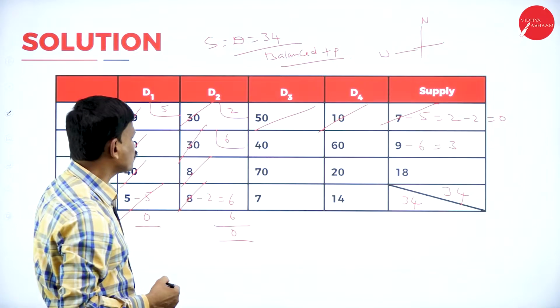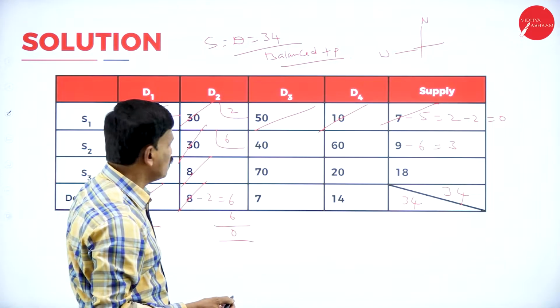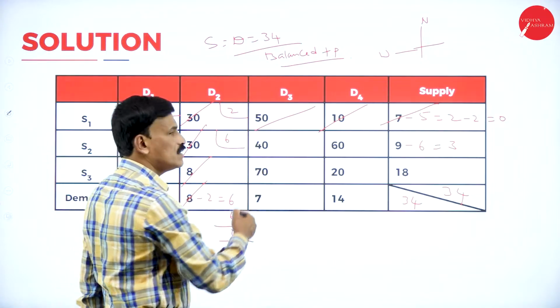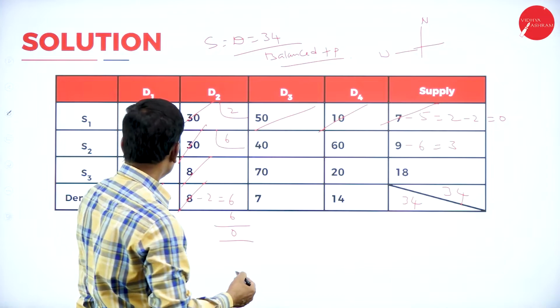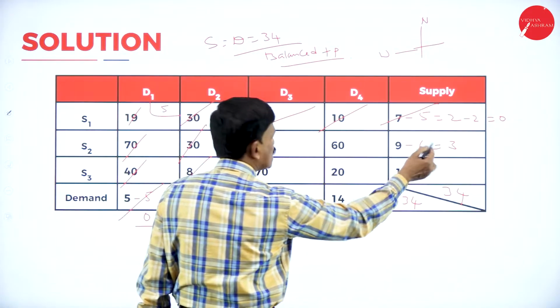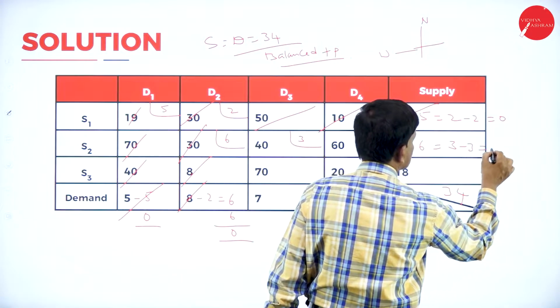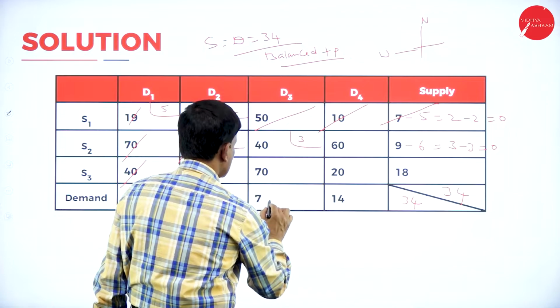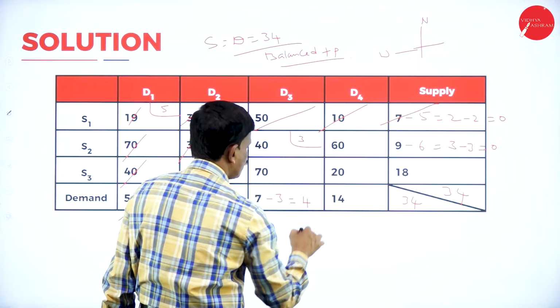Okay. Now again identify the next northwest element. Here the next northwest element is 40. Now identify the supply and the demand. The demand is 7 and the supply is 3. 3 is the least value, so I can substitute 3 here. 3 minus 3 is equal to 0. Here the demand is 7, and 7 minus 3 is equal to 4.